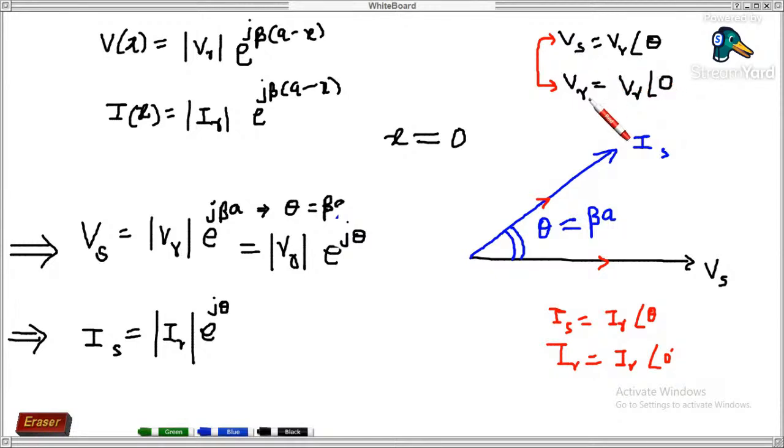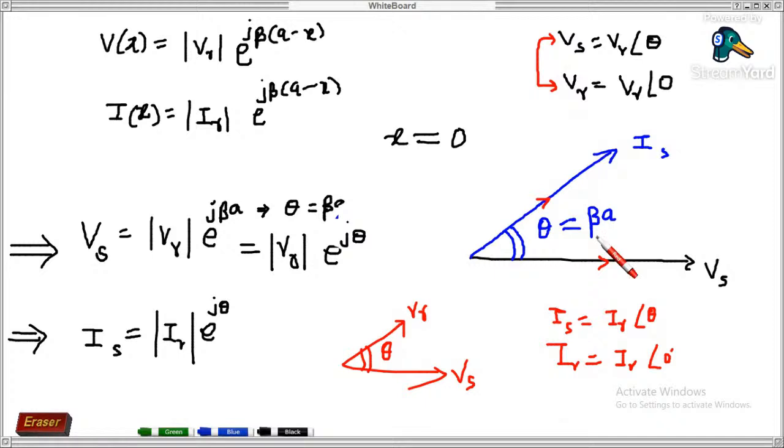In both cases, Vs and VR, magnitude is same, VR, but angle बघा दोघांमधले किती आहे. एक 0 आहे तर एक थीटा आहे. बरोबर? आता असं ड्रॉ करा. Angle between Vs and VR must be theta. कुठे येईल? Here you will get angle between Vs and VR. This is VR, this is Vs. Angle between Vs and VR will be theta.